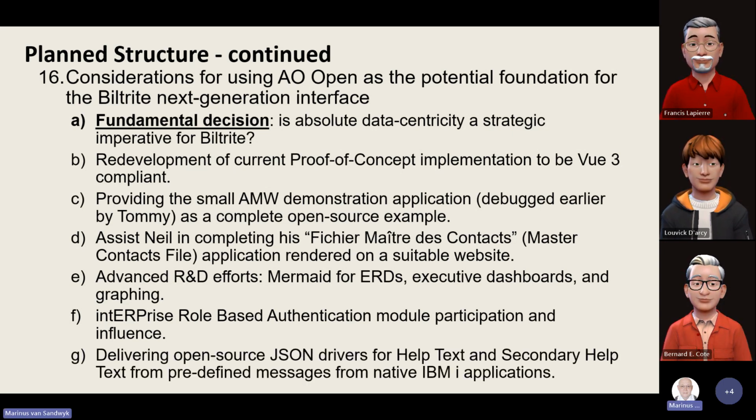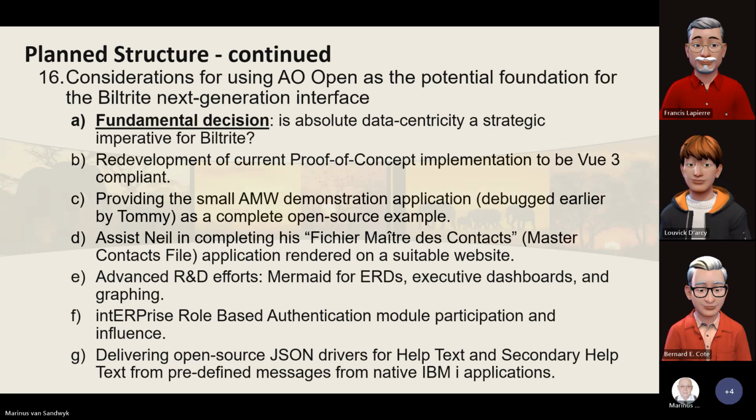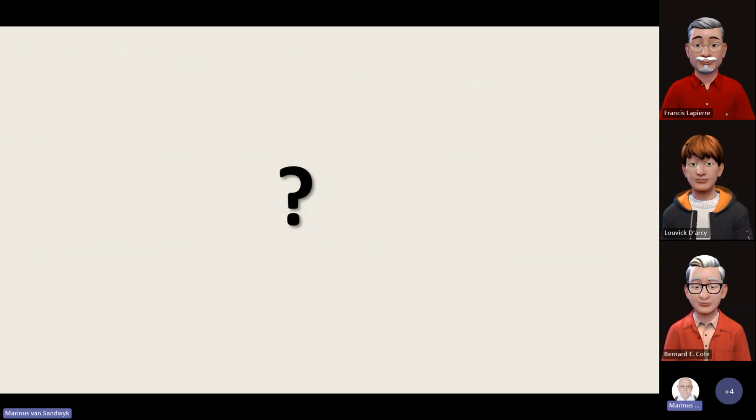And then something that Tommy and I thought would be a very nice little gift to the community is to deliver open source JSON drivers for the help text and secondary help text from predefined messages from native IBM i applications, because we do know that a lot of installations have over the years adopted this approach in communicating with the users, and we would like to actually unlock that. And that is in essence the structure that we are going to work towards in the next couple of sessions.